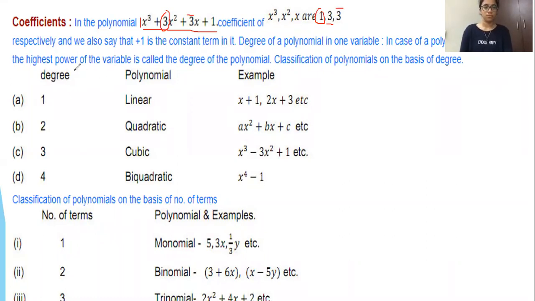Now read these 4 points. If degree is 1, the polynomial is linear. Example: x plus 1, x plus 2x plus 3, etc. If degree is 2, then the polynomial is said to be quadratic. Examples: ax squared plus bx plus c, etc. If the degree is 3, the polynomial is known as cubic. Thank you, Shivani. Example: x cube minus 3x squared plus.